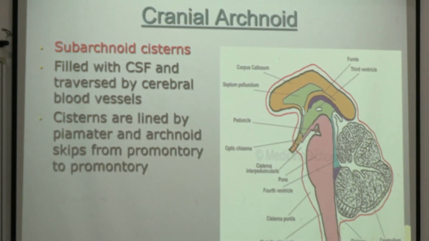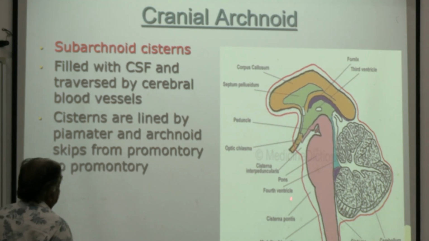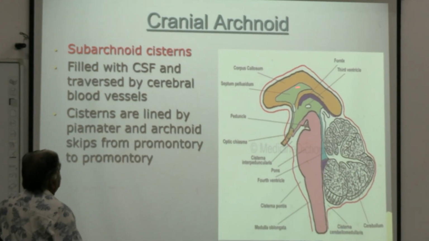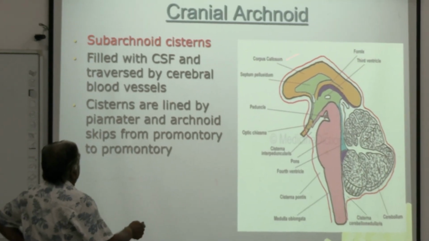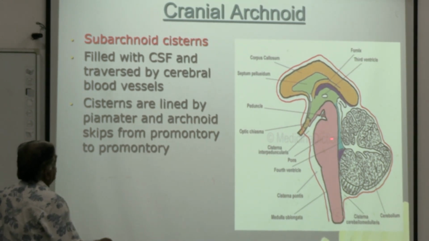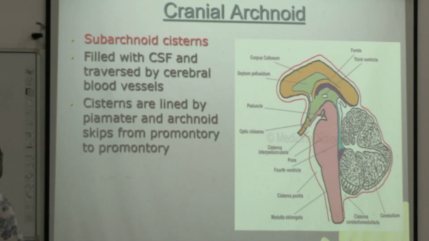Next. Now you see the cranial arachnoid, with subarachnoid cisterns filled with CSF and traversed by several blood vessels. Now, this is the cistern, and this is the medulla oblongata, this is the cerebellum, this is part of the corpus callosum, this is the cerebrum, the peduncle is here, the optic chiasma, and the pons, the fourth ventricle is here. The cisterns are lined by pia mater and arachnoid mater, which skips from promontory to promontory.